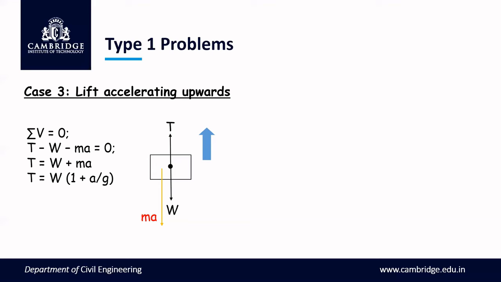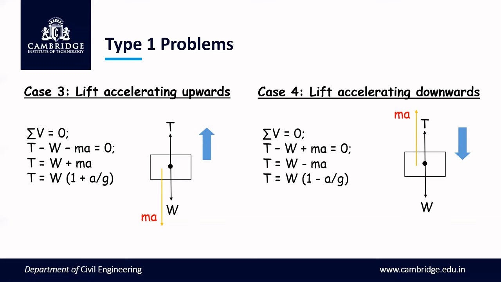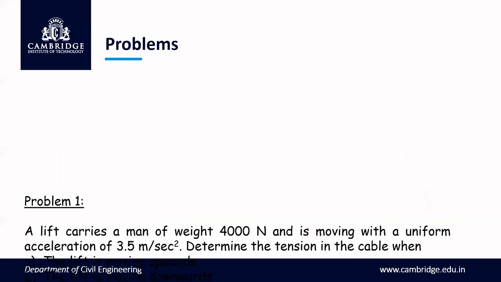Here, if we consider the lift accelerating downwards and we have the free body diagram, you can see it is moving downwards, and hence there is an inertia force which is acting upwards. So again, if I consider sigma V is equal to 0, T minus W plus MA is equal to 0, which is what you'll get. That is rewritten as T is equal to W minus MA, or T is equal to W into 1 minus A by G. Now, let's apply these to practical problems.